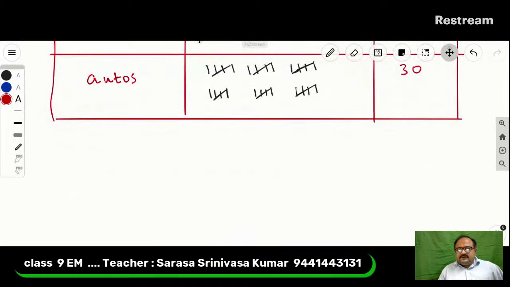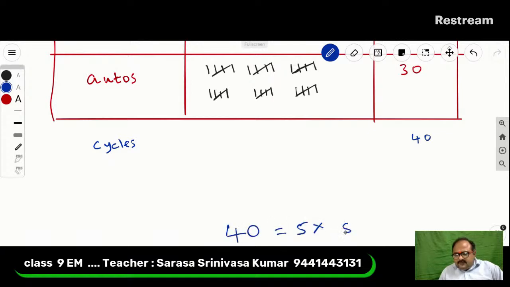Now we consider the next type of vehicle, cycles. How many cycles are observed there? 40 cycles. So here we write cycles. What is the frequency of cycles? It is 40. 40 can be written as 5 multiplied by 8. So let us now write the tally marks.